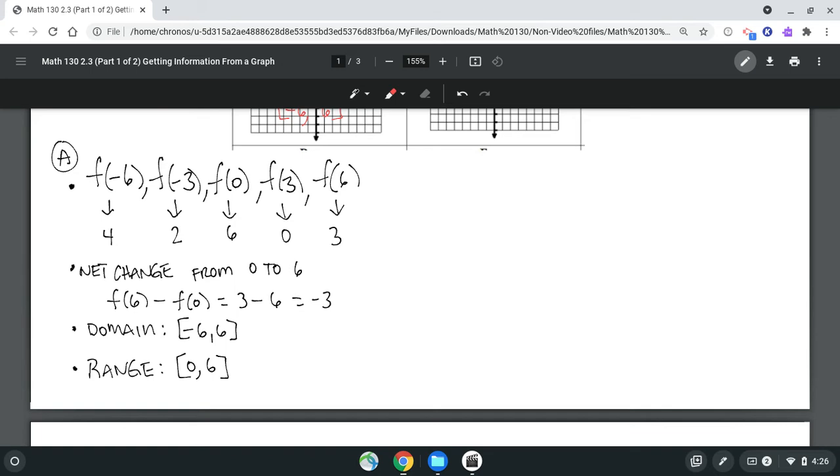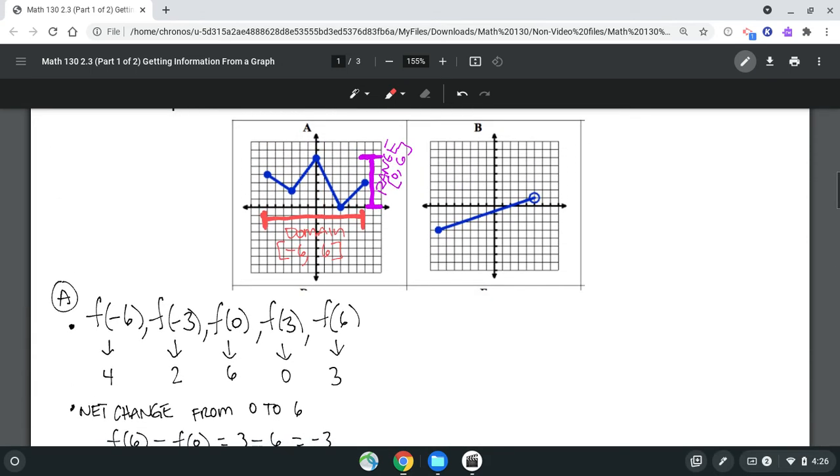Okay. All right, so let's go ahead and have you try the graph of B. Let's see if you guys can find the following. Okay, go ahead and see if you can find f of negative 7, f of negative 4, f of 2, and f of 5. Okay, so go ahead and hit the pause button and come right back and see if you have the same answers.